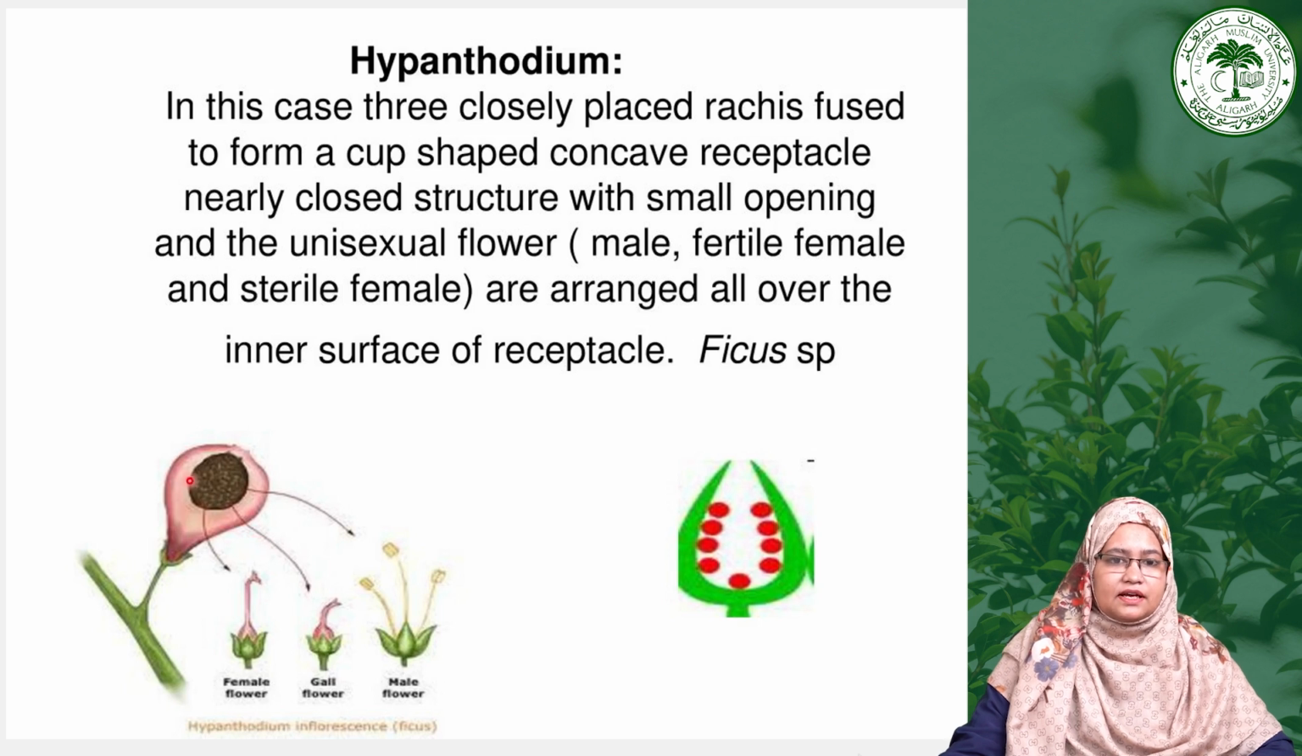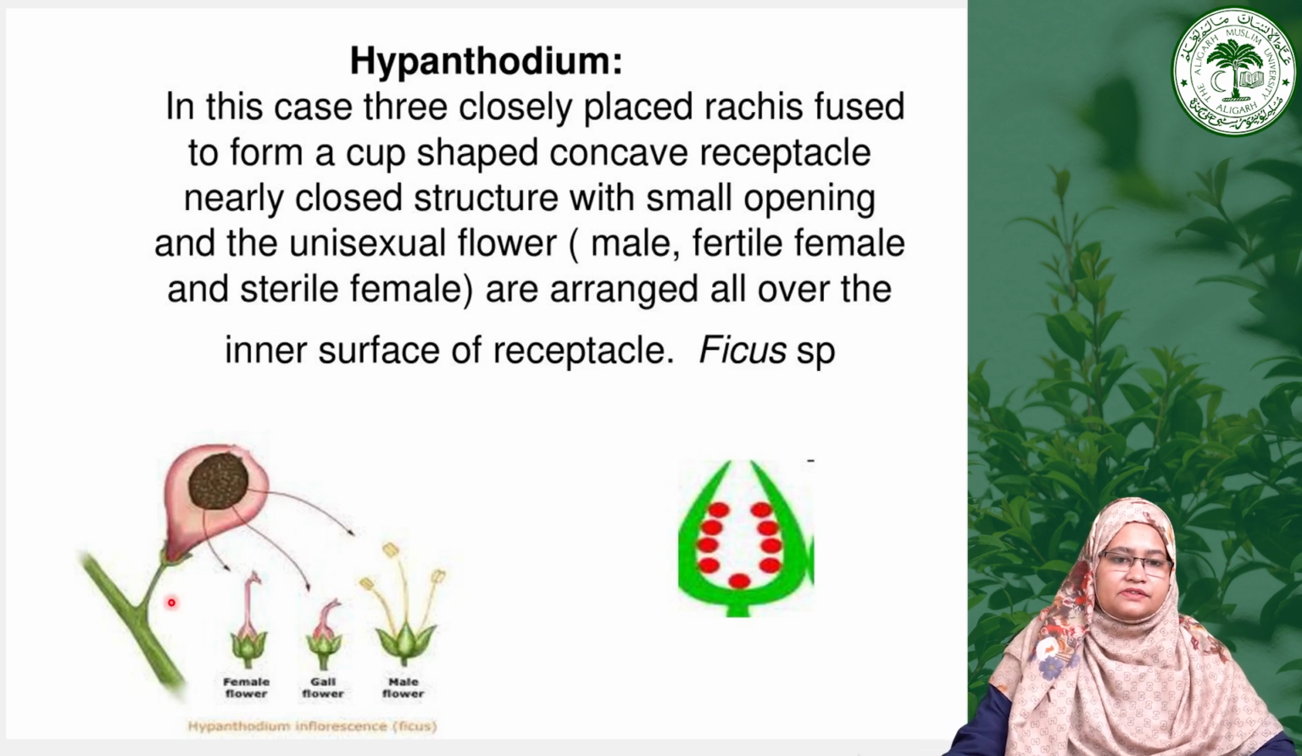As you can see, these are on the inner surface of the receptacle. Due to the fusion, the flowers are present on the inner surface of the receptacle. So this receptacle is formed by the fusion of three rachis, and it has flowers inside it. Here, female flowers, many sterile flowers as well as male flowers are arranged in a row on this inner receptacle, and the example of this type of inflorescence is Ficus.